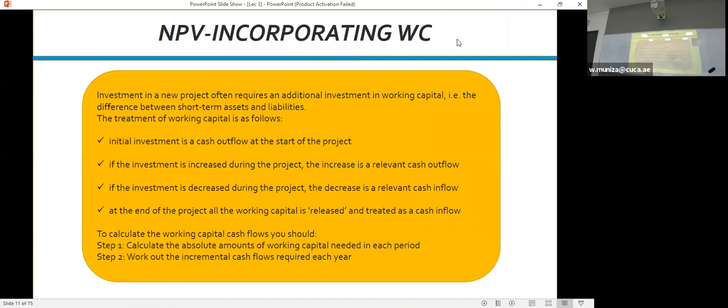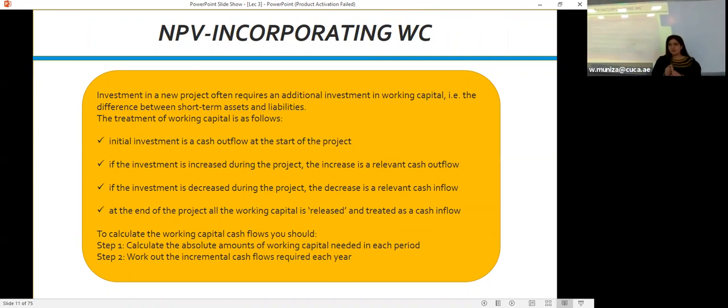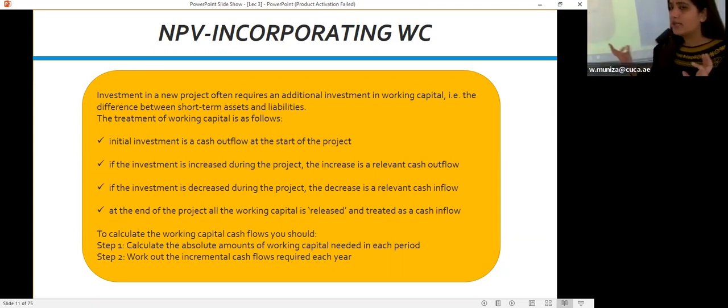Now we are going to learn how we can incorporate working capital. In investment appraisal, we should know how to incorporate inflation, taxation, and now the third thing, working capital. Working capital is the capital required to run the daily business of the organization. For the day-to-day running of the business, whatever investment we require is known as working capital. So we have to incorporate working capital in our investment appraisal technique.